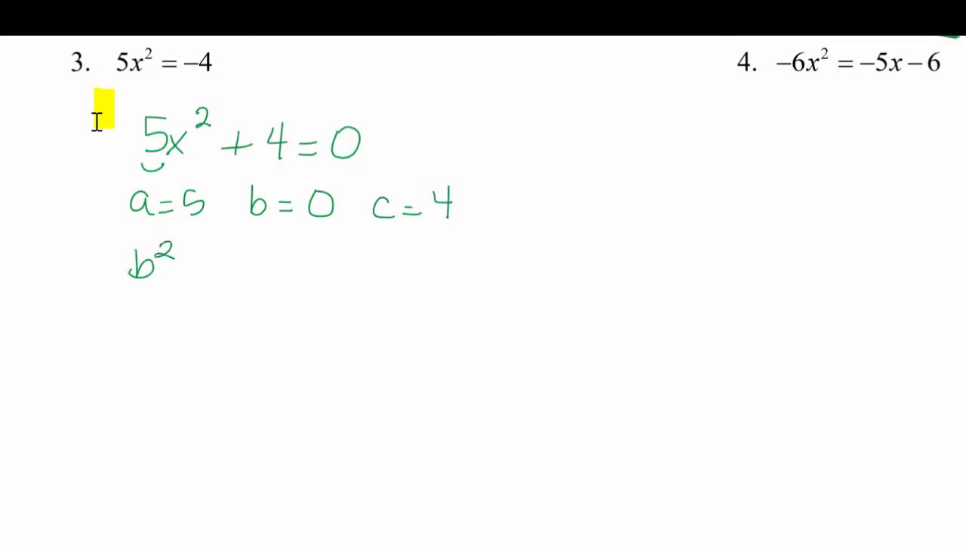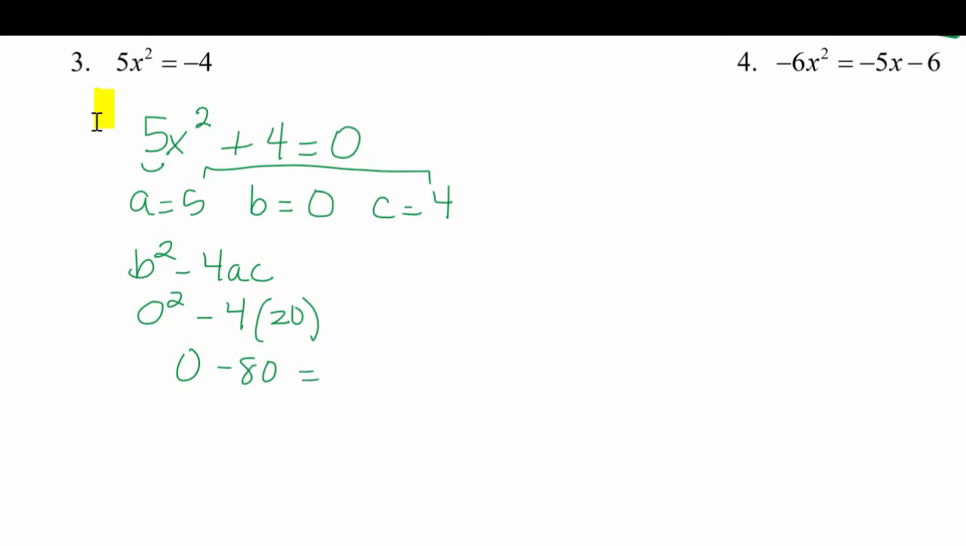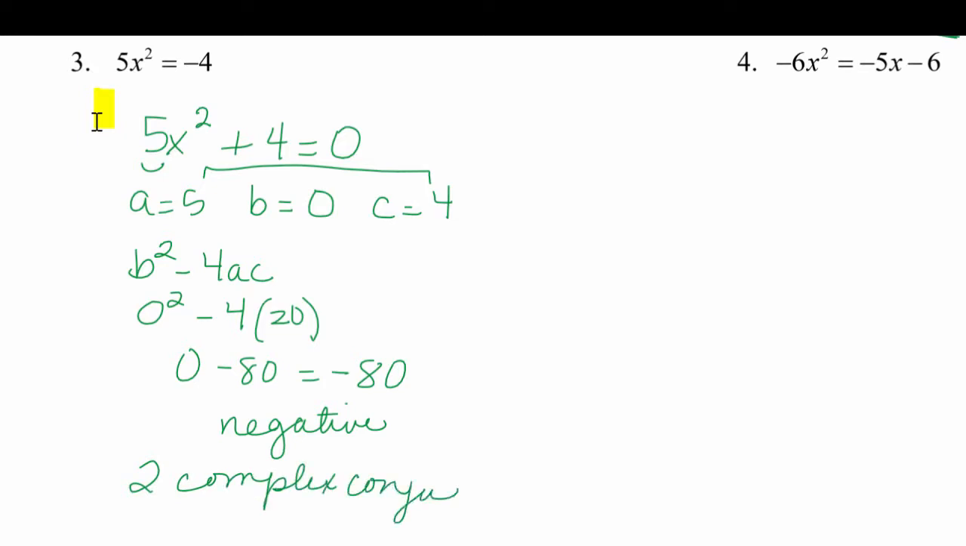Our discriminant is b squared minus 4ac. So 0 squared minus 4, and then a times c is 20. So we get 0 minus 80 or negative 80. And that means that our discriminant is a negative number. So that means we have a negative under the square root in the quadratic formula. So that's when we have those imaginary numbers. So two complex conjugate solutions. This quadratic equation has two complex conjugate solutions.